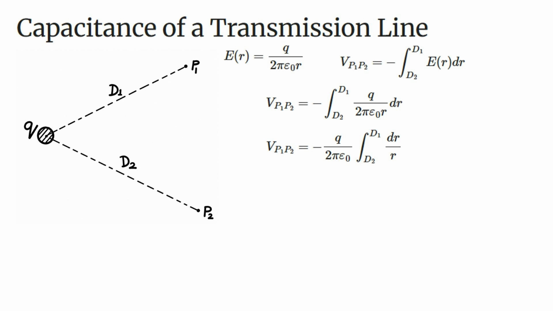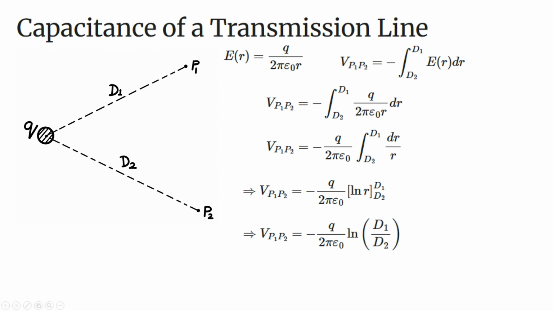Now, the integration of 1 by r is the natural logarithm of r. Therefore, we obtain V P1 P2 equals minus Q divided by 2 pi epsilon naught multiplied by natural logarithm of r with limits D2 to D1. Applying the limits, we get V P1 P2 equals minus Q divided by 2 pi epsilon naught multiplied by natural logarithm of D1 divided by D2.